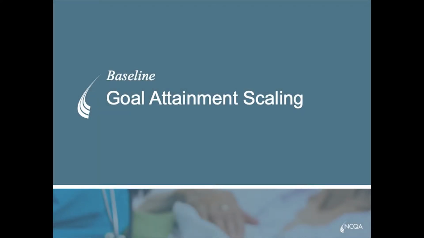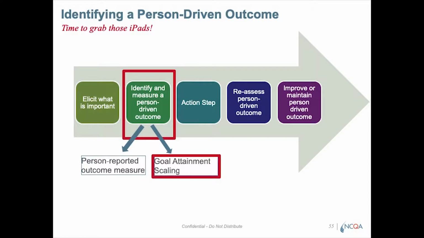About the methodology. We're going to switch and talk about a different methodology now for measuring goals that I kept alluding to all morning. So we're still on this step, we're talking here about identifying a person-driven outcome. And this is the approach we're going to talk about. This approach is called goal attainment scaling.